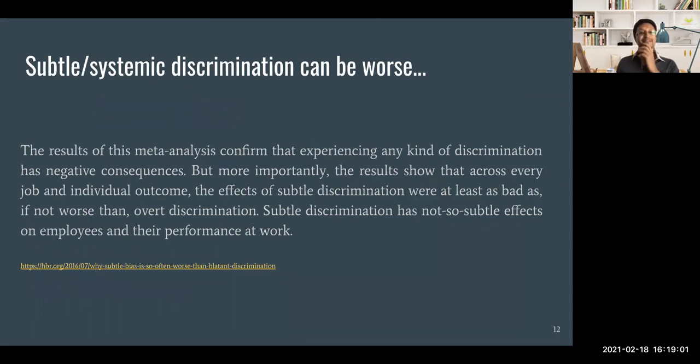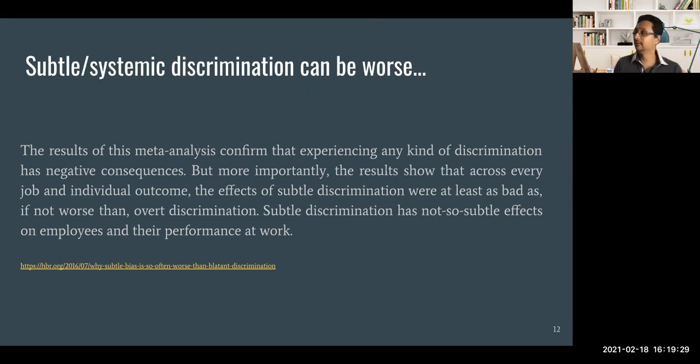And it was really interesting because for me, I can handle overt racism much more easily than I can handle subtle racism. I found research that said the effects of subtle discrimination were at least as bad as, if not worse than, overt discrimination. And it can actually have not so subtle effects on employees and their performance of work.